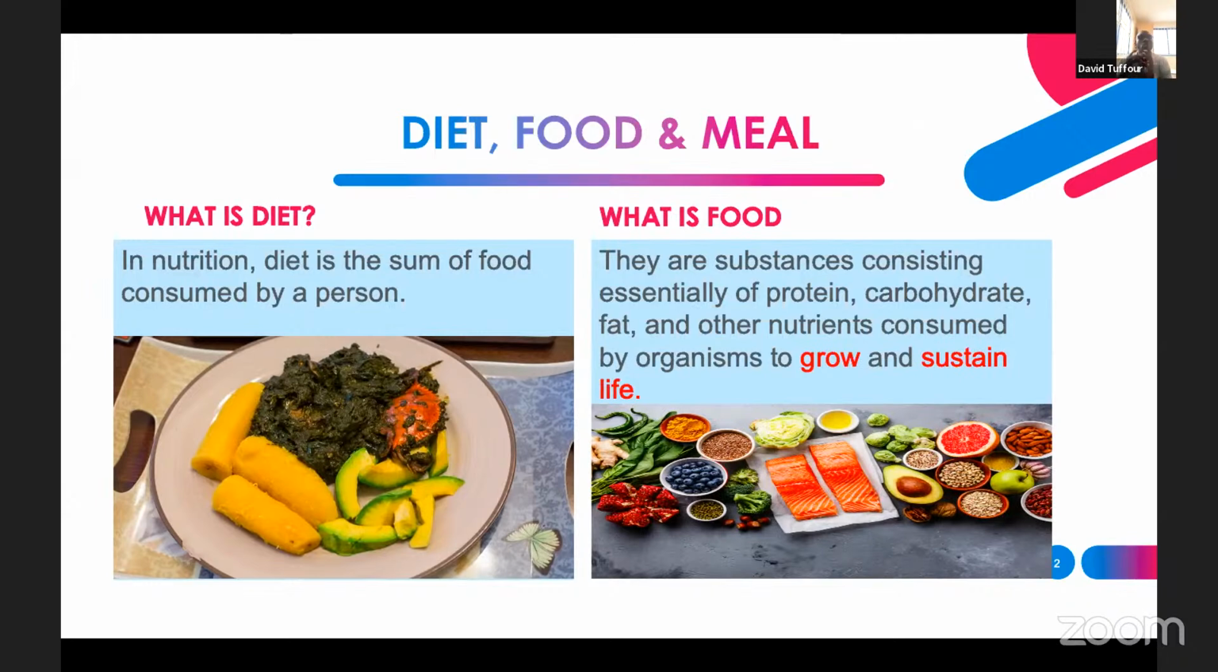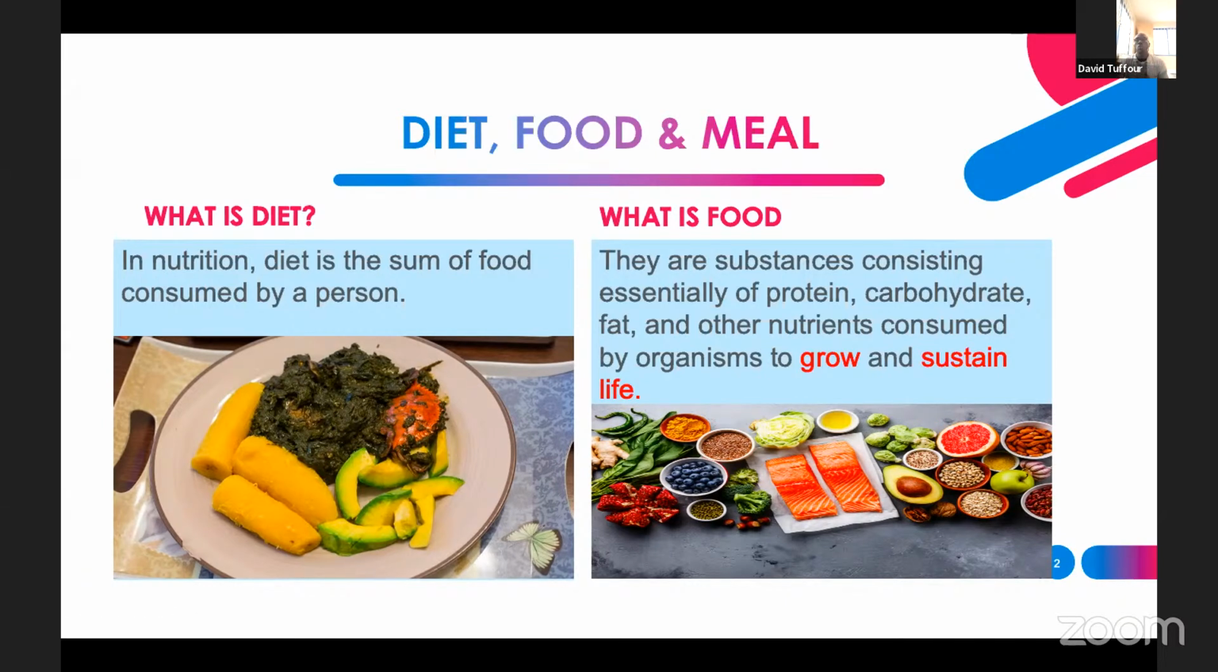Now, that takes us to the definition of another term to discuss, that is food. When you talk about food, basically you're talking about substances that are essentially made from proteins, carbohydrates, fats, and other micronutrients, consumed by an organism to grow and sustain life. So foods are individual items or substances. It's not a complex substance.